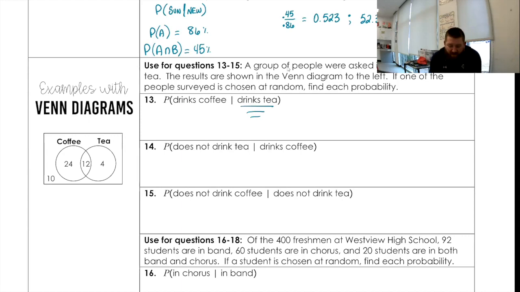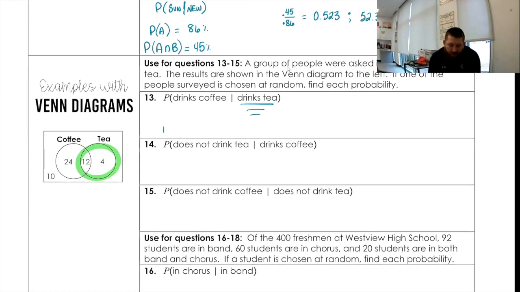So if I were looking at only the people that drink tea, okay, what an awful circle. Okay, I only want the people that drink tea. That's 16 people, right? So that would be my new denominator. There are 16 people that only drink tea. Now, out of those 16 people, how many drink coffee? Well, 4 of them only drink tea, and 12 of them drink both. So 12 over 16 reduces to 3/4.